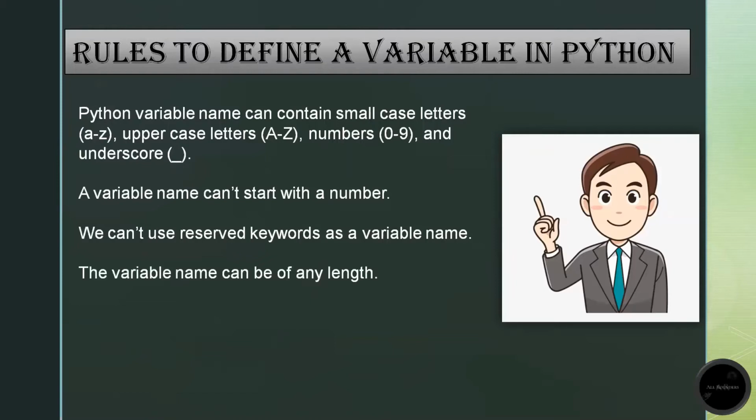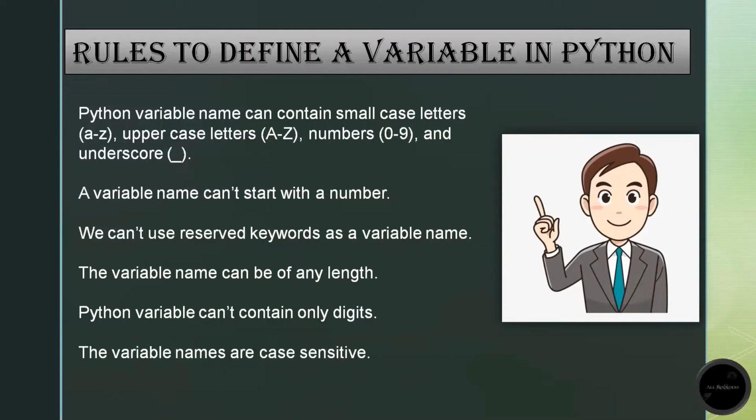So guys, in the previous video, we told you about some keywords in Python, and as you can see, the variable names can't take the keywords, and it will show an error. Furthermore, the variable name can be of any length, and Python variable names can't contain only digits. The variable names are also case sensitive.